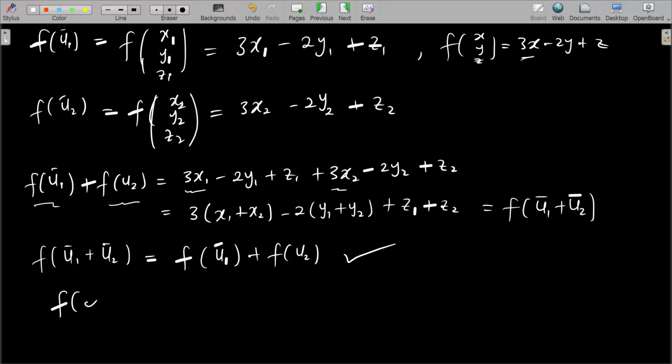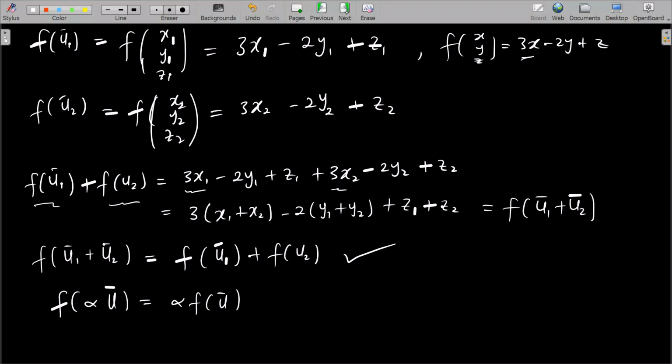Okay, and the next thing to check is to show, let me just show it here, that f of alpha times u should be equal to alpha times f of u, right? Where u is any vector that you can think of in R3. All right. So what are we going to do?